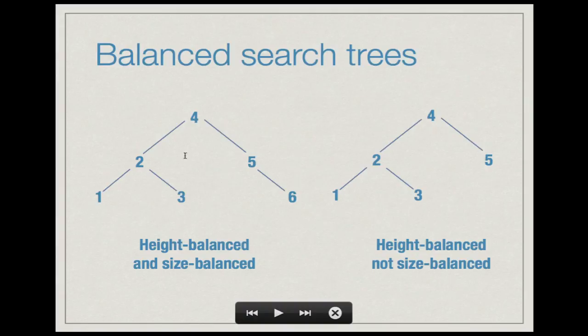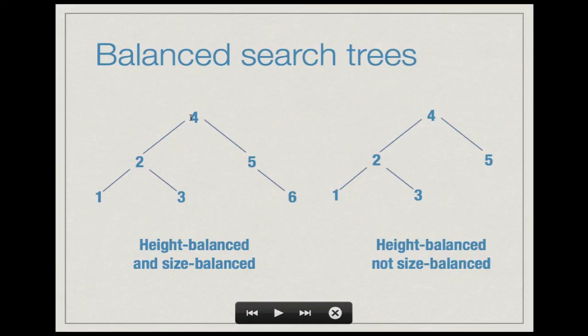There are 3 nodes in the left subtree. There are 2 nodes in the right subtree. If you look at the left subtree, the difference in size of the left and right subtrees of this tree is 0, because the left subtree here is just the single node 1, the right subtree is just the single node 3, and they are of the same size. So the left part is size balanced.